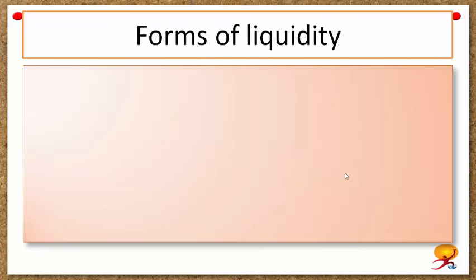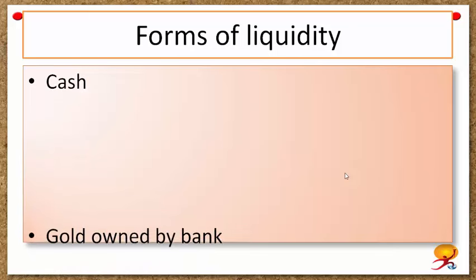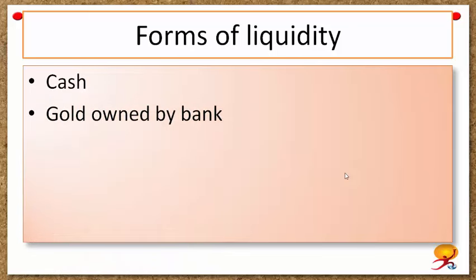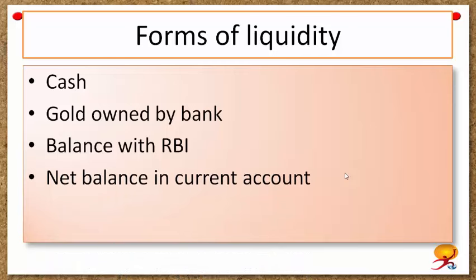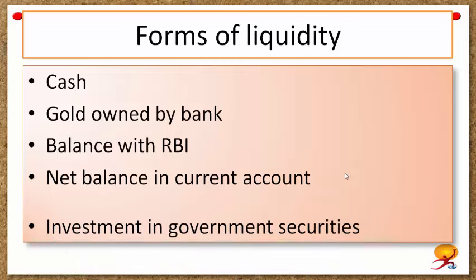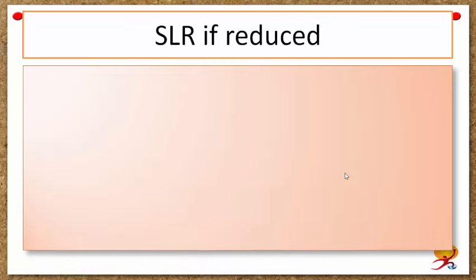Now for forms of liquidity, the banks can maintain their liquidity in various forms. These could be cash, which is the most liquid of all assets, gold, which is owned by the bank, and balance with the RBI. Now this balance with RBI is interest free, that is, RBI does not give any interest to the banks for keeping balance under SLR with it. Then net balance in current account, and finally investment in government-backed securities.